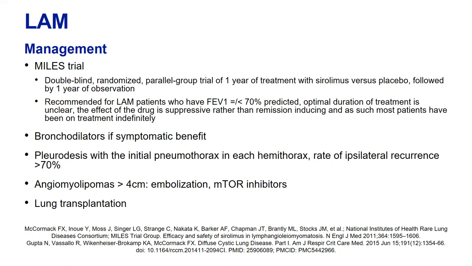If you saw that they had obstruction on PFTs, you'd offer them a bronchodilator. Pleurodesis is really important to consider in these patients once they've presented to you with a pneumothorax, because the rate of recurrence is greater than 70%. And they do have additional extrapulmonary manifestations, particularly when they have angiomyolipomas that are greater than 4 centimeters. You should really refer them for treatment. And if having treated them the best you could with sirolimus and bronchodilators, they continue to have a decline in FEV1, you can refer them for lung transplant evaluation.